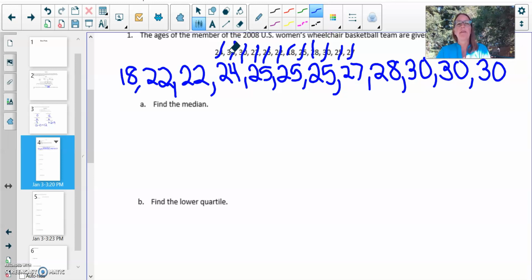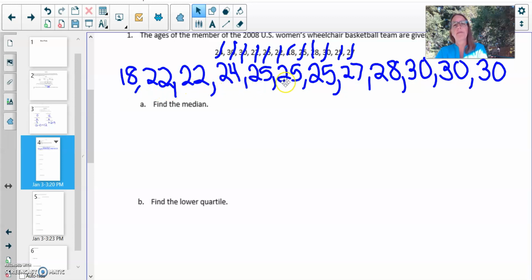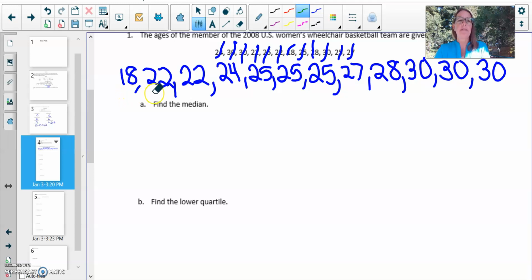Now that we have our data in order, we have to count into the center. So 1, 2, 3, 4, 5, 6, 7, 8, 9, 10, 11, 12. Half of 12 is 6. So there's 6 values below the median, 6 values above the median. So 1, 2, 3, 4, 5, 6. So my median is right between those two 25s. So my median, which remember is the same as the second quartile, would be 25.